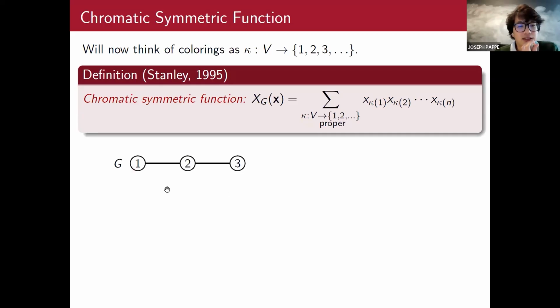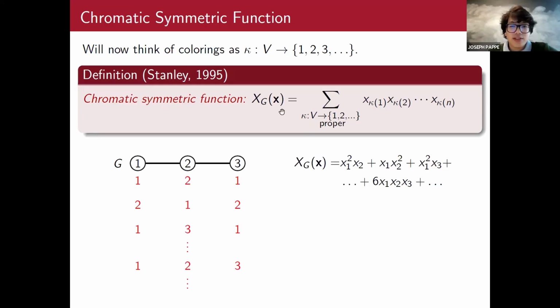So for instance here, let's look at this graph on 3 vertices. One way to color it is this: color 1, 2, 1. Remember, we're thinking of our colorings now as numbers, rather than physical colors themselves. Because I only know a finite number of colors, but there's an infinite number of numbers that one could use. So we could also color this 2, 1, 2, or 1, 3, 1, etc. And then we could also color these all differently, like 1, 2, 3. So we have an infinite number of ways of coloring this graph using these colors.